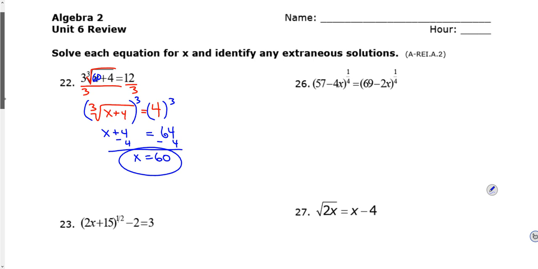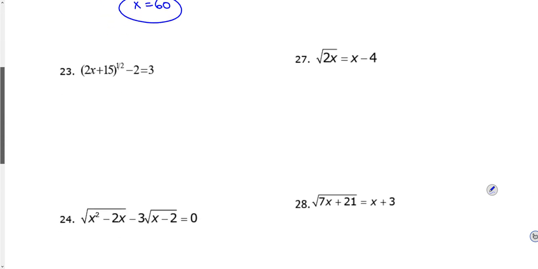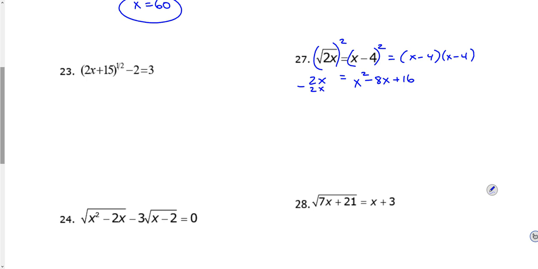It's really important that you always go back and check. I've got another one with a radical right here. If I have a radical, I need to raise it to the exponent of 2. On the left side, it's just 2x. On the right side, you have to write it out twice. So this means x minus 4, x minus 4. When we FOIL that, it's x squared minus 8x plus 16. To solve this, we have to subtract 2x so that the problem is equal to 0. So we get 0 equals x squared minus 10x plus 16.